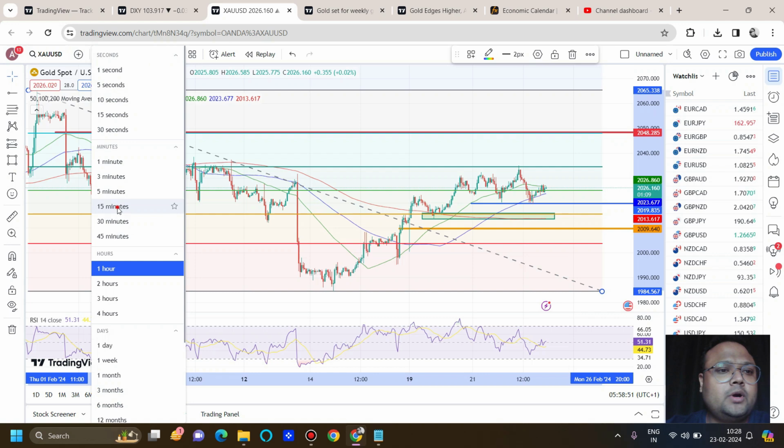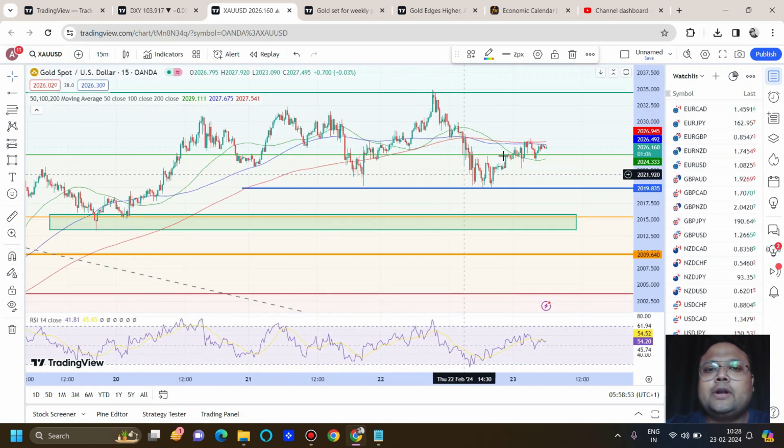If I take you to the lower time frame, my dear friends, you can see on lower time frame also we can see a typical sideways market. So do not lose patience, be a trader, not a gambler.